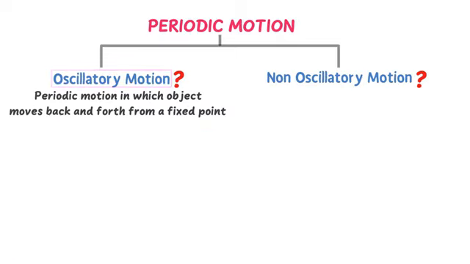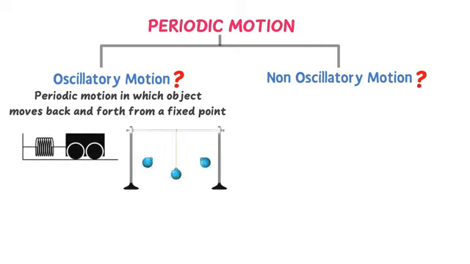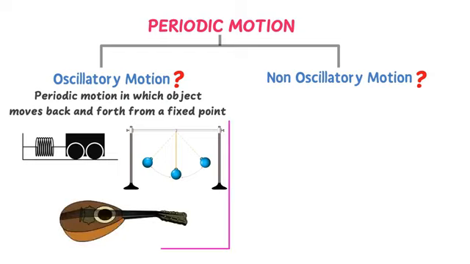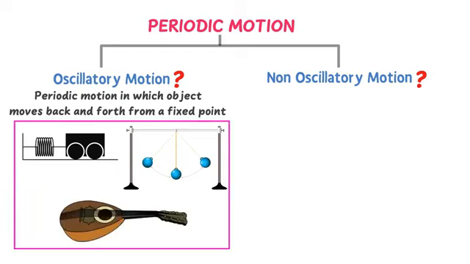Or simply you can say that up and down or back and forth periodic motion is also called oscillatory motion. For example, the motion of a mass attached to an elastic spring, the motion of a simple pendulum, strings of the guitar. These all objects move back and forth from a fixed point. So they all are in oscillatory motion.